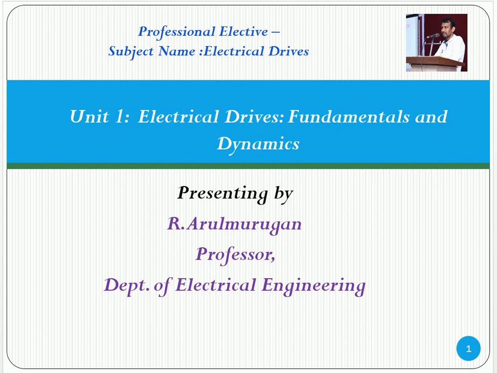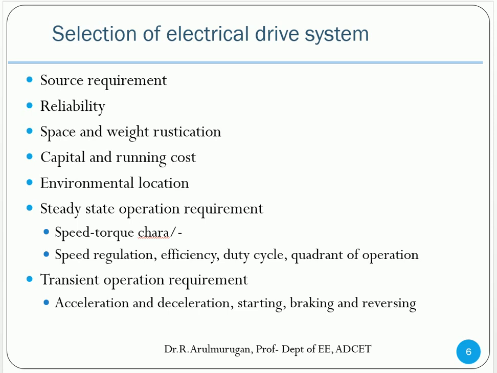Okay, let's move to today's session: selection of electrical drive systems. How are we going to select the electrical drive system? Based on your load, and based on your load characteristics, you will select the electrical drive system. Further, some more points: source requirement. What is your source? If your source is AC, then you can select an AC drive, or if your source is DC, then a DC drive is selected. And you will check whether the motor is reliable or not, and also the space and weight.